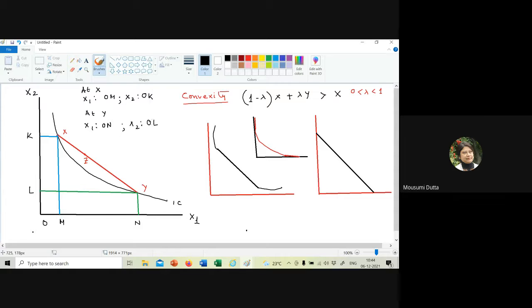It is not necessary that Z will be the middlemost point. Z can be any point along the straight line stretch XY. For any point Z lying between X and Y, we can show that Z is lying on a higher indifference curve. That is the combination of X and Y at Z. So let's consider the combination at Z.